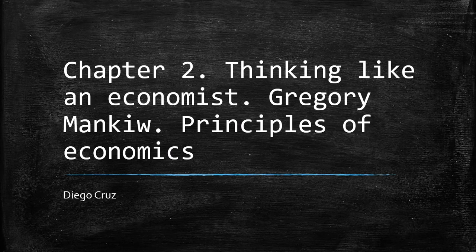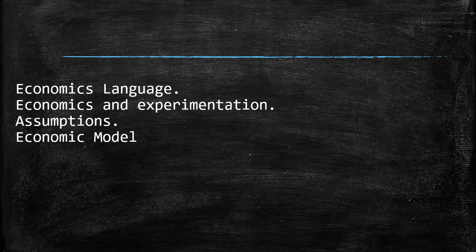Okay, welcome everyone. In this video, I'm going to explain chapter 2, which is about the topic Thinking Like an Economist. This is from the book by Gregory Mankiw, The Principles of Economics. The chapter basically introduces the economic language, and how important these different words are in order to explain our facts, for example demand, supply, excess of demand, shortage, or elasticity.